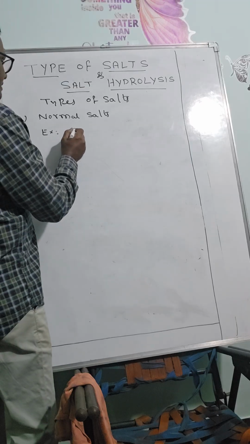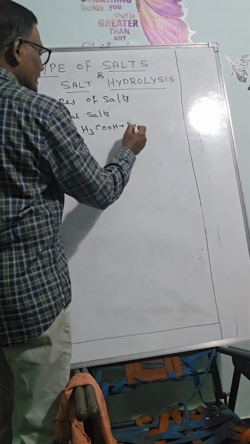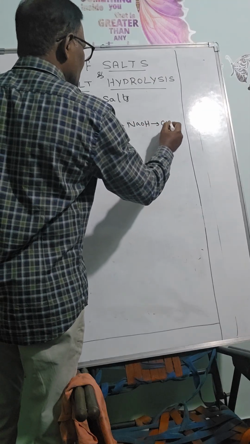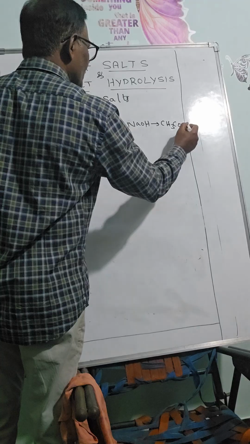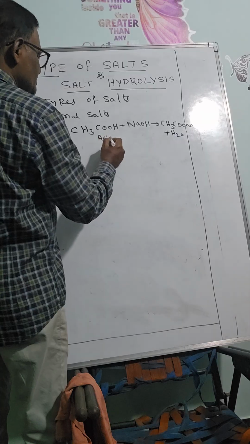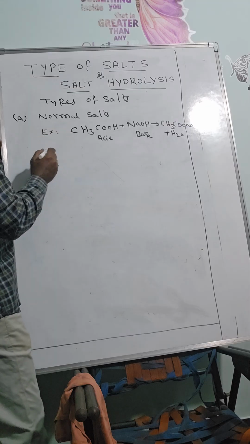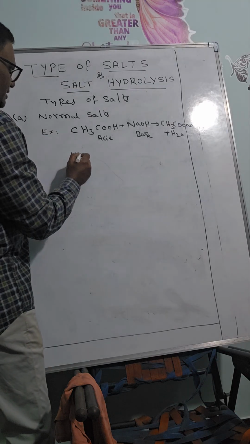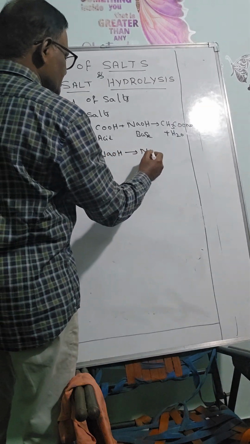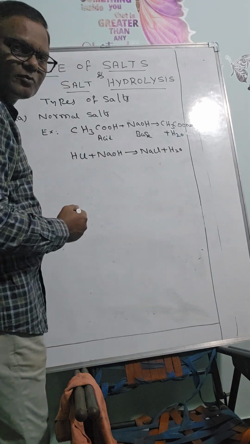Say, for examples, you can take the acid CH3COOH plus NaOH combining to form the salt CH3COONa plus water. This is the acid, this is the base. They combine together to form the salt and water. This is a normal salt. Or else one more example, HCl plus NaOH to form the salt NaCl plus water. These are normal salts, or simple salts, examples.